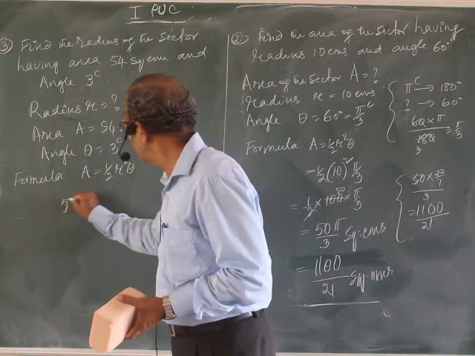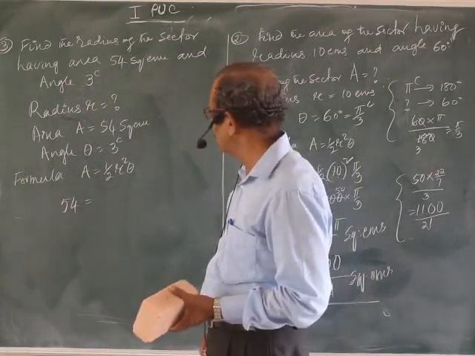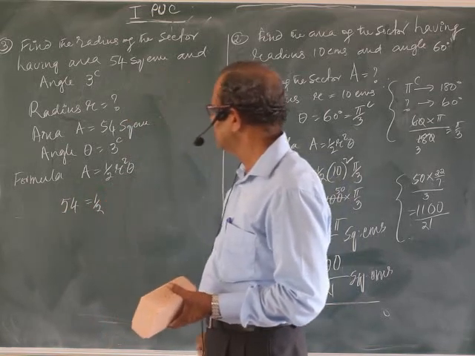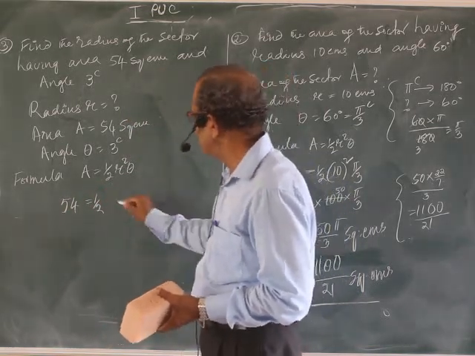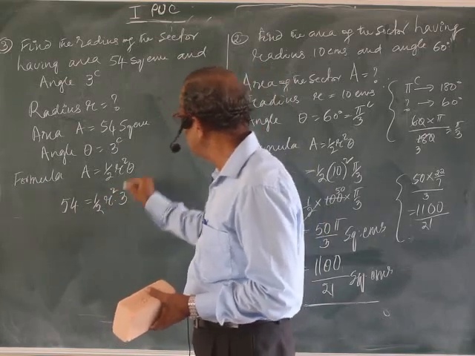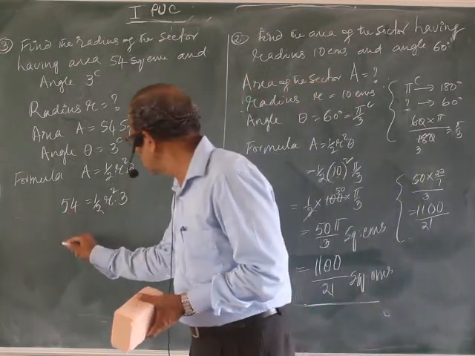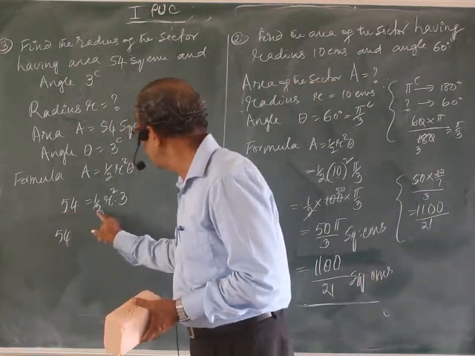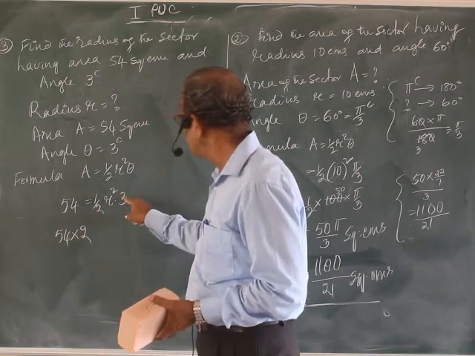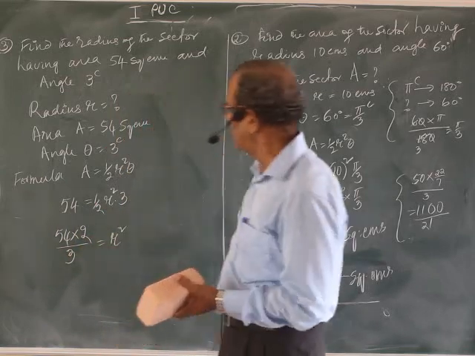A is 54. Half r square, that one is the required quantity. Theta given in radian, so write directly. Or 54, bring this 2 to the left hand side, into 2. This into 3 becomes divided by 3 is only r square.